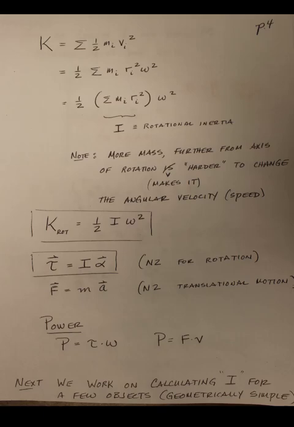Similarly, we can rewrite power. So power is the torque times the angular velocity, just like for translational motion, where we derived that power was the force times the linear velocity. So next, we're going to work on calculating this rotational inertia or moment of inertia for a few objects which are geometrically simple.